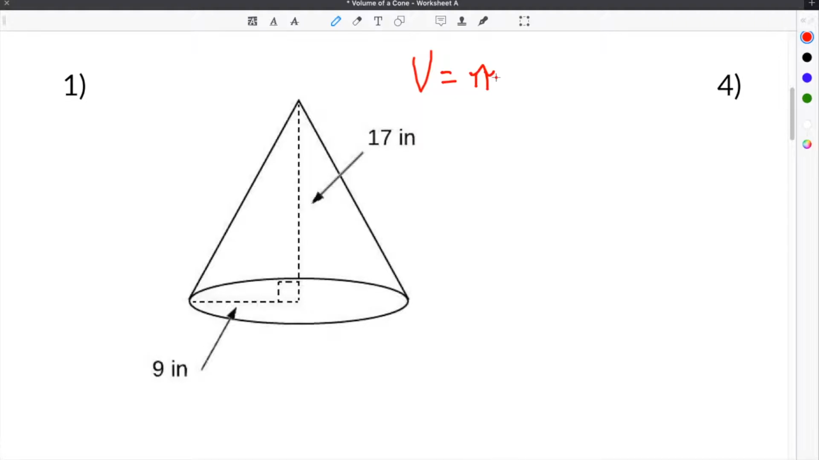So we already know that volume of a cylinder is the area of the base times the height. And in the case of a cylinder and a cone, the base is a circle, so we use pi r squared because that is how you find the area of a circle. So this right here is how to find the volume of a cylinder.